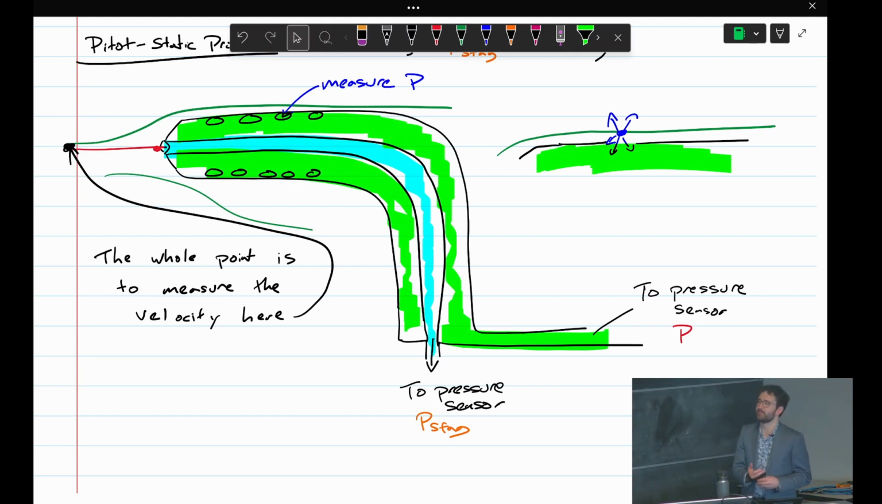So maybe let's brainstorm. What are some important design considerations for this type of sensor, for this type of probe? I talked about one in the design of the static ports, that they shouldn't disturb the flow, right? Anyone have any ideas? Okay, I can start. Oh yeah, okay, we got some ideas. Sweet. Yeah, do you want to go? Sure.